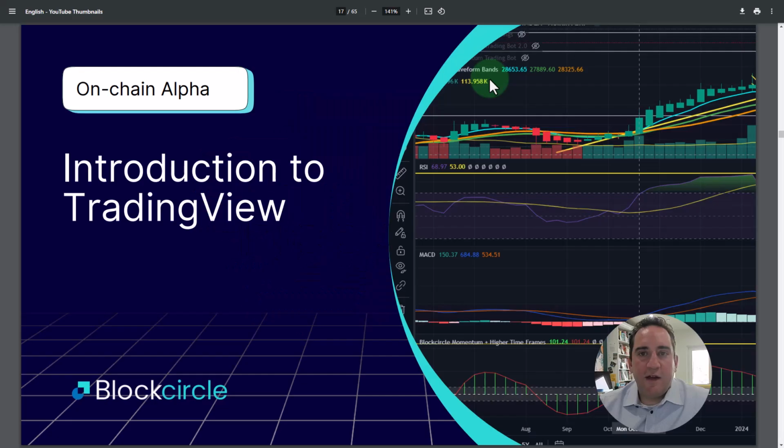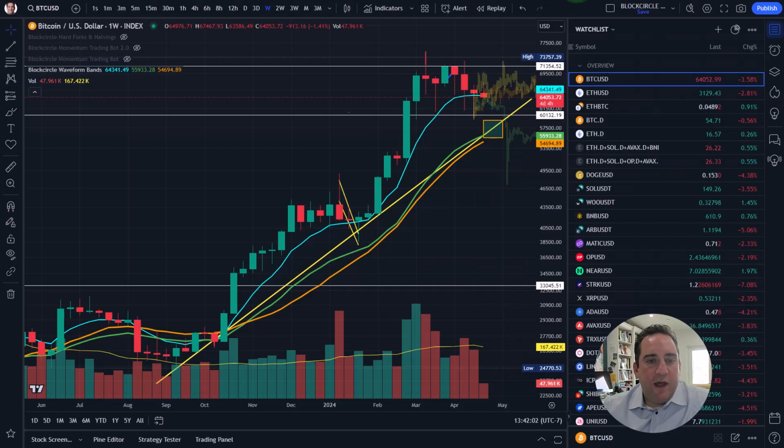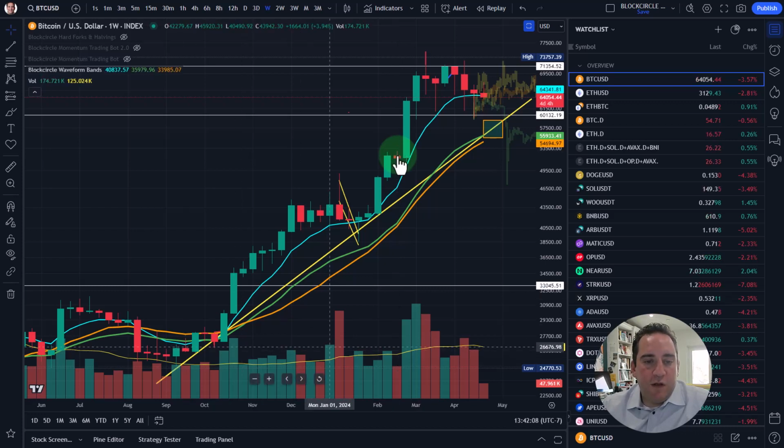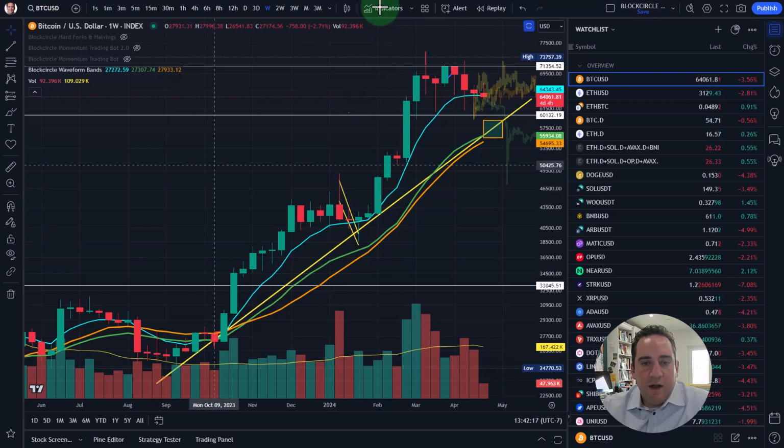Now we're going to look at TradingView. This is the most established, most renowned data visualization platform that crypto traders and investors use to look at price history, volume, demand and supply, and then add in different indicators, strategies, and metrics to look at the entire asset class itself.